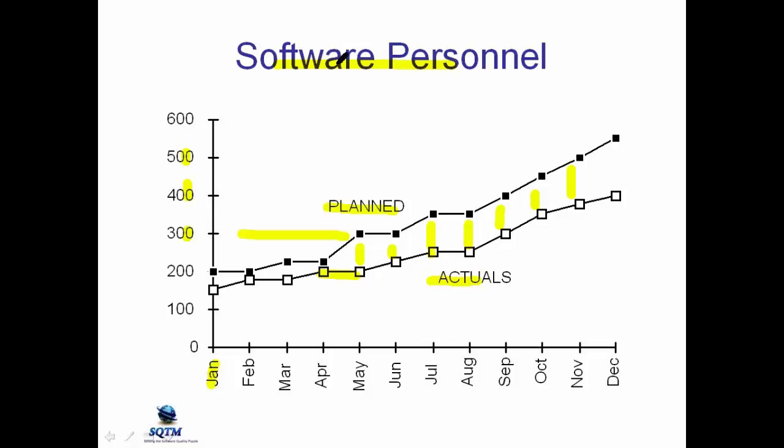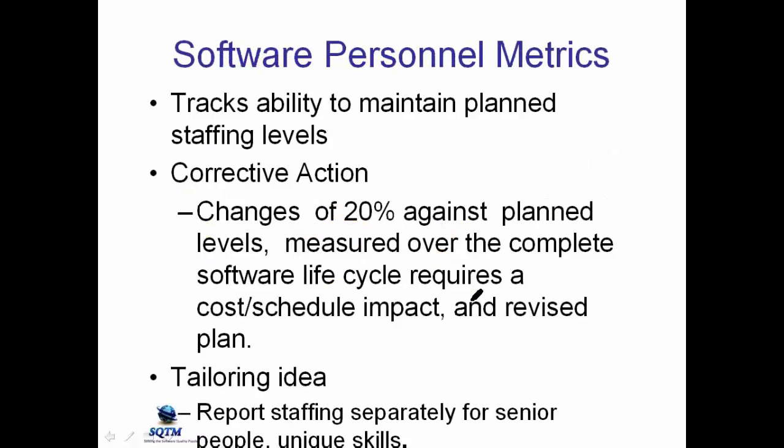So again, this is a very simple metric, and it gives us insight into the staffing. As an example, if the software size in the previous measurement went up and the software personnel, we didn't meet our staffing, we can see just by looking at these two measurements that we certainly have a potential problem in finishing our job as planned on budget and schedule. Again, software personnel staffing metric. Each measurement, by the way, does only one simple little thing. It tracks the ability to maintain planned staffing levels.